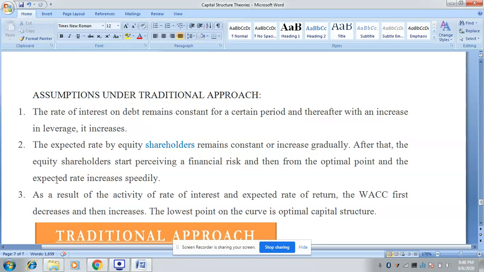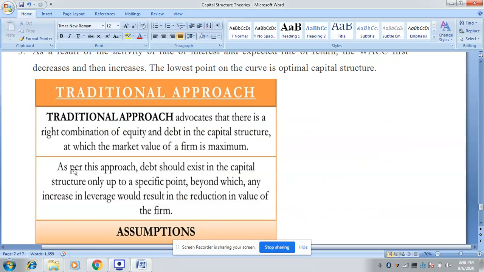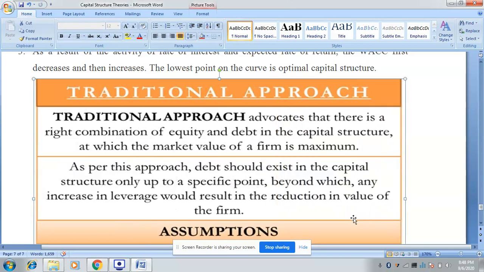As a result of the activity of rate of interest and expected rate of return, the weighted average cost of capital first decreases, then increases. The lowest point on the curve is called the optimum capital structure. Next, a snapshot. The traditional approach advocates that there is a right combination of equity and debt in the capital structure, at which the market value of the firm should be maximum and the overall cost of capital or weighted average cost of capital of the firm should be minimum.